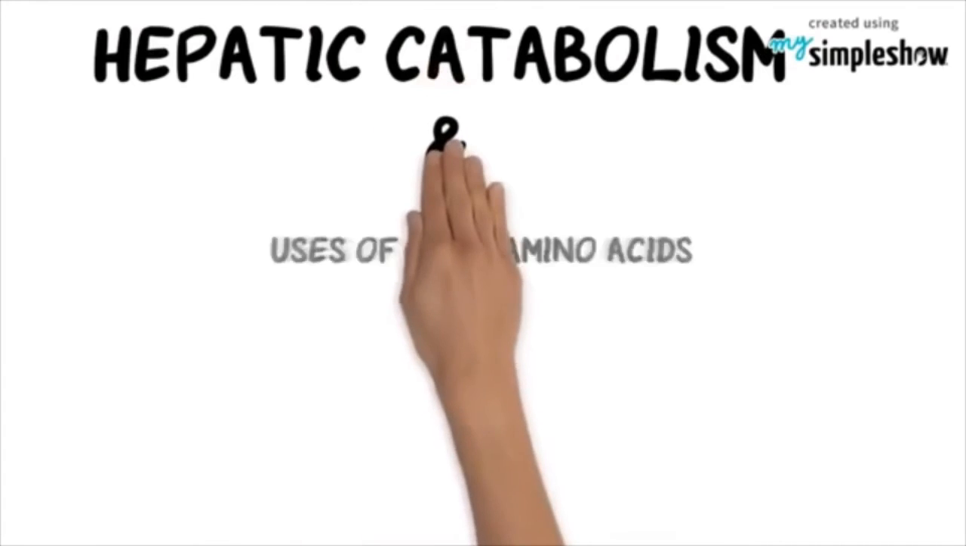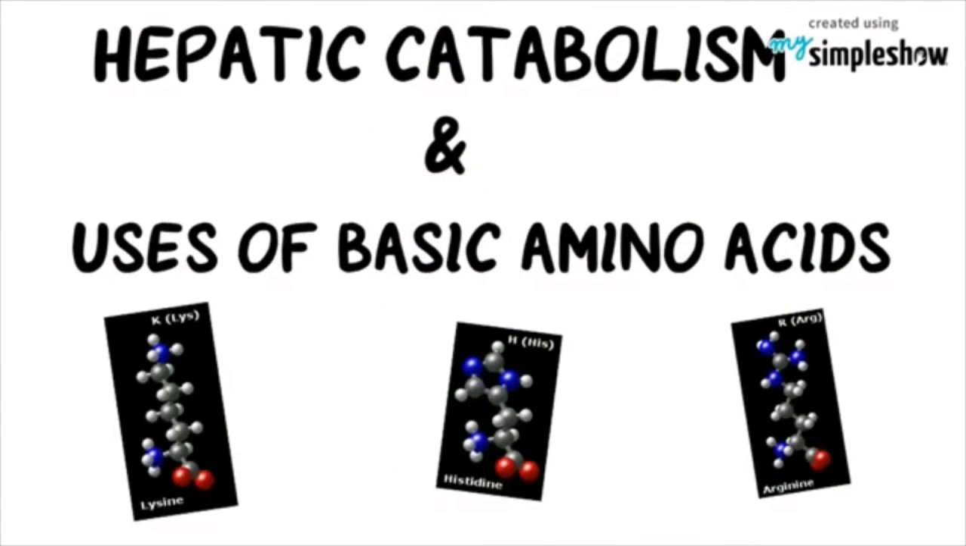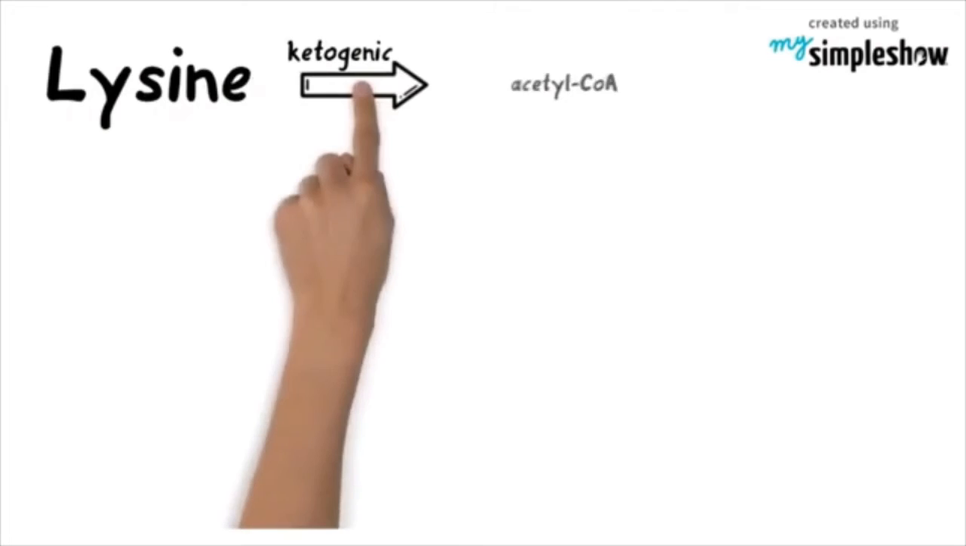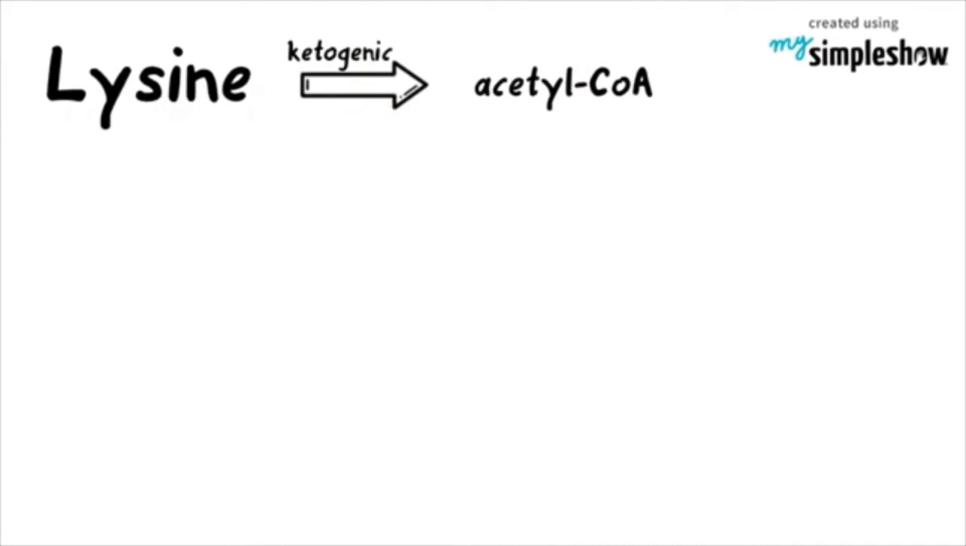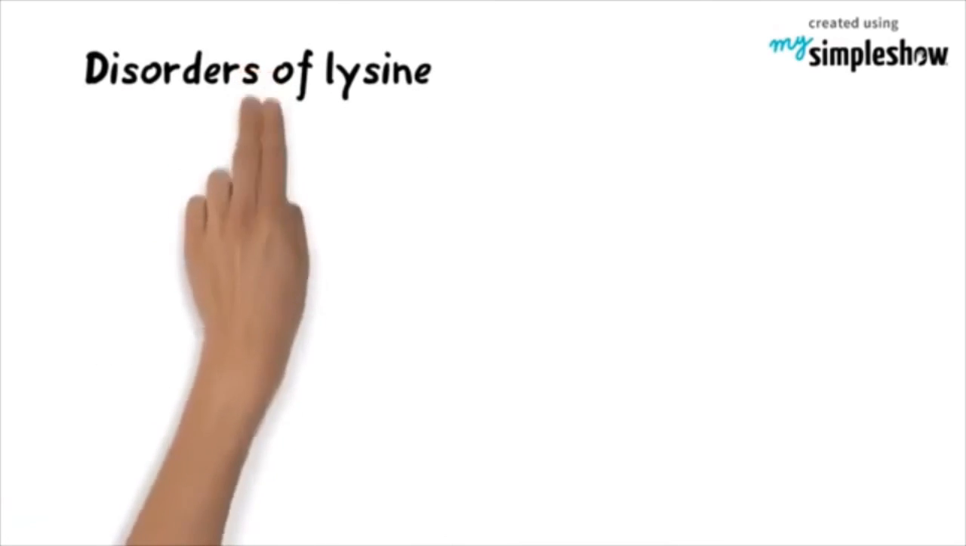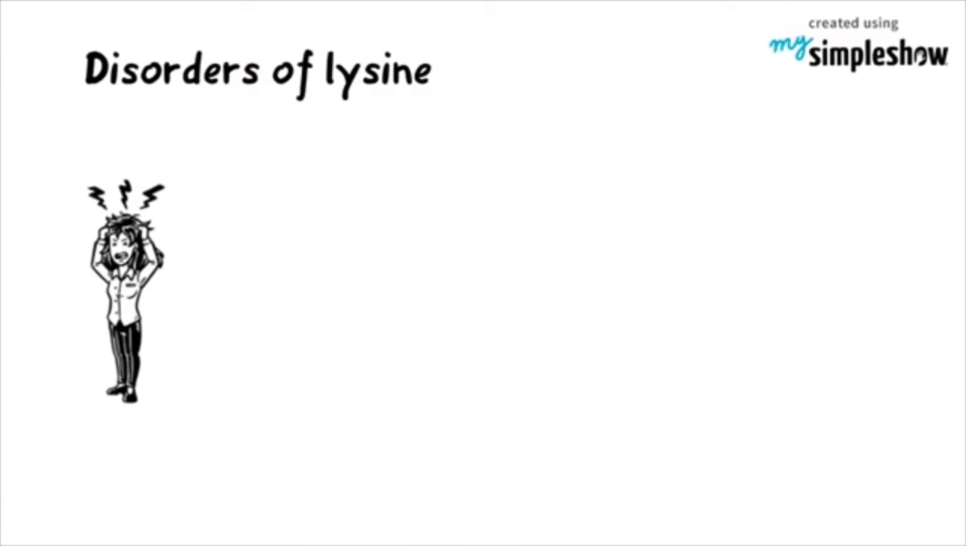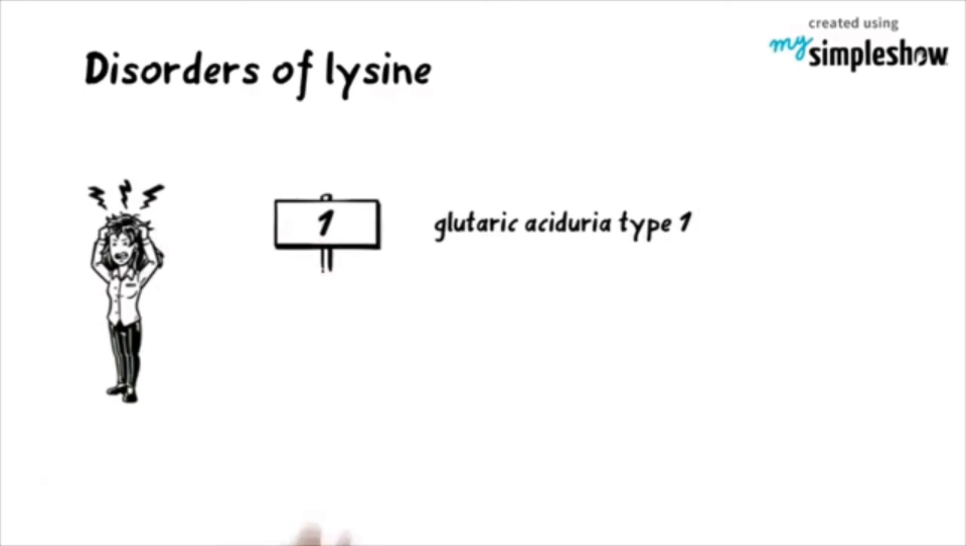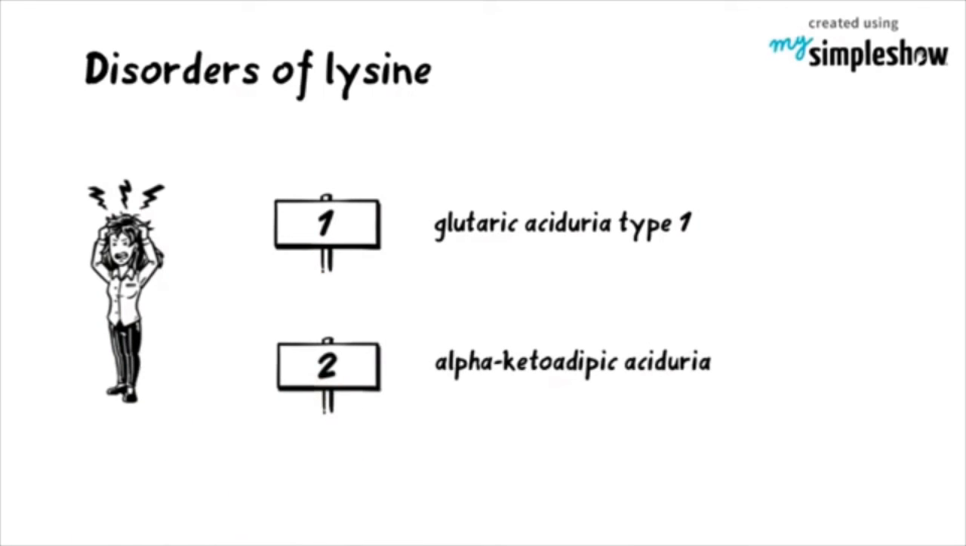Hepatic catabolism and uses of basic amino acids. Lysine is categorized as a ketogenic amino acid as when it is catabolized it will produce acetyl-CoA, an essential carbon metabolite involved in the TCA cycle. The most common pathway is the saccharopine pathway. Besides that, lysine is also used in carnitine synthesis to oxidize fatty acid. There are two types of disorders when the metabolism pathway is disturbed, firstly glutaric aciduria type 1 and alpha-ketoadipic aciduria.